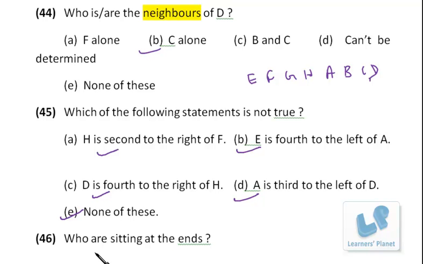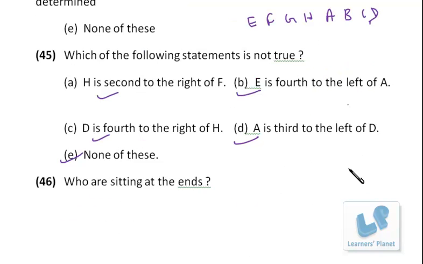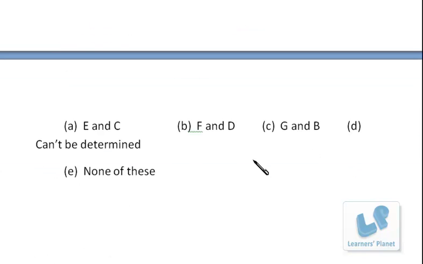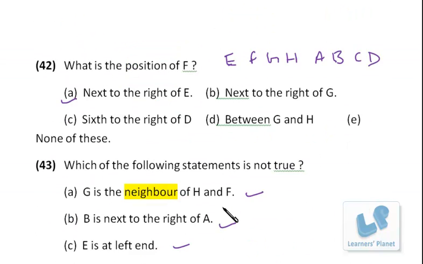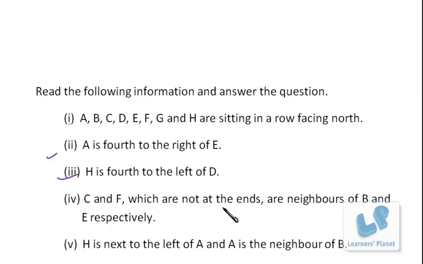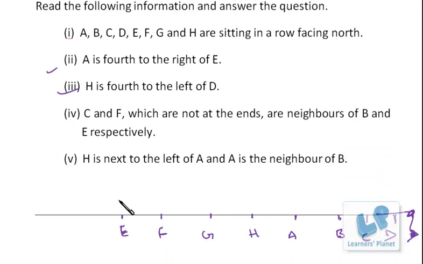Now, who are sitting at the ends? That is E and D, right? So that is not there in the option. So it's none of these, right? So based on all this information, we had to answer 5 questions. We took time in making this arrangement. After that, it's really easy. So I hope you are clear with the set of questions also.